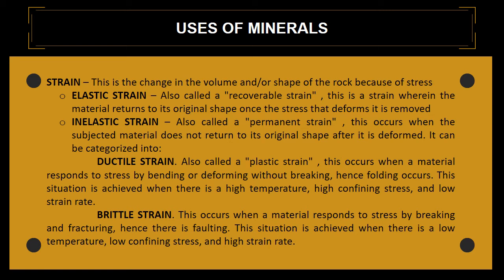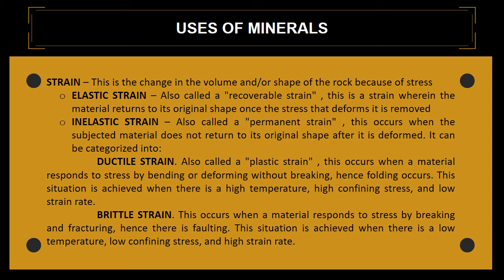na yun. So, next, we have inelastic strain, also known as permanent strain. This occurs when the subjected material does not return to its original shape after it is deformed. It can be categorized into ductile strain, also called a plastic strain. This occurs when a material responds to stress by bending and deforming without breaking. Hence, folding occurs. This situation is achieved when there is a high temperature, high confining stress, and low strain rate. So, inelastic strain, ito yung permanent strain, ibig sabihin, hindi na siya bumabalik. Kahit mawala na yung cause of stress, hindi na siya bumabalik.